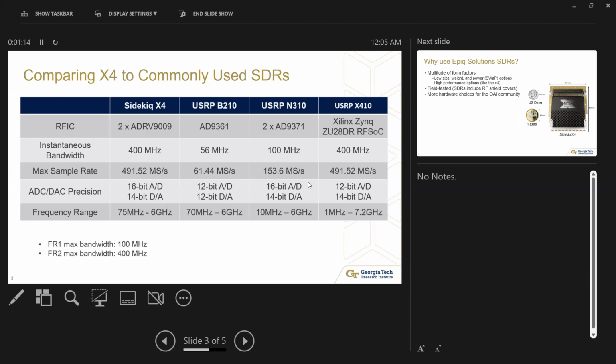Notable specs here: the X4 is comparable to the X410 with its 400 megahertz of instantaneous channel bandwidth, which, for those who aren't familiar, is the maximum channel bandwidth in the FR2 frequency range. Also, as you'll see with the MV100 demo that I just showed, its A to D and D to A precision is a higher bit precision than a lot of the USRP radios. It matches the N310 as well. The frequency range is also comparable, up to 6 gigahertz, but with some up converters and down converters, we'll be able to match FR2 going forward for more research in that frequency range.